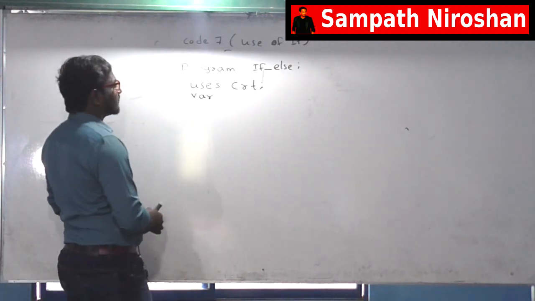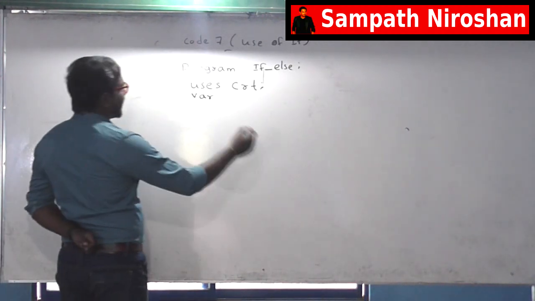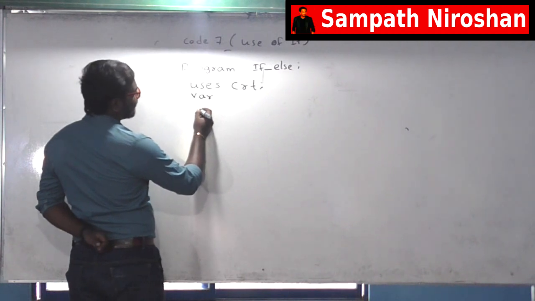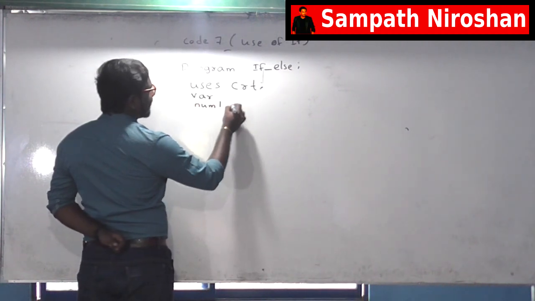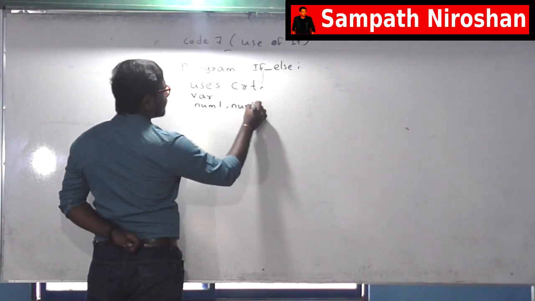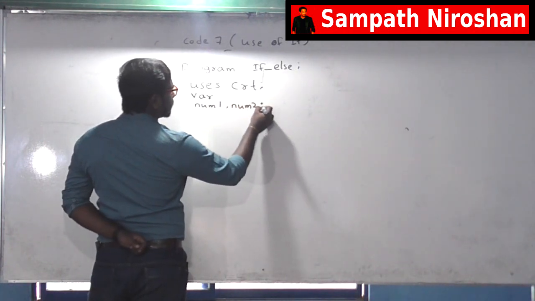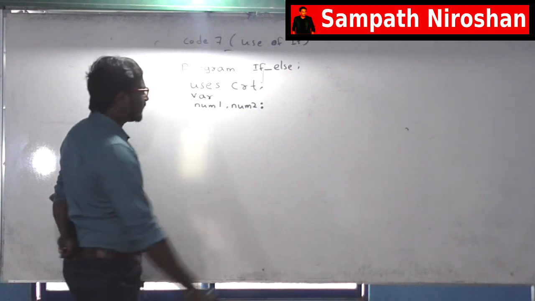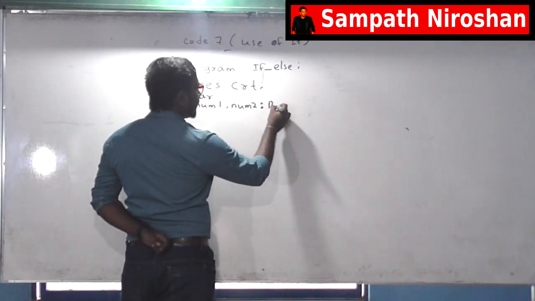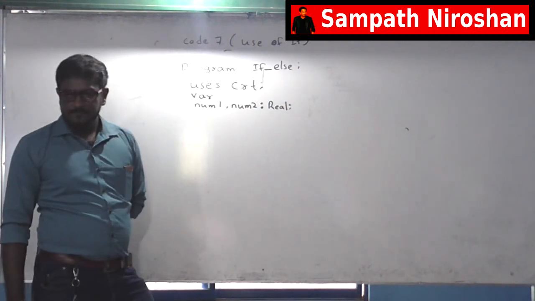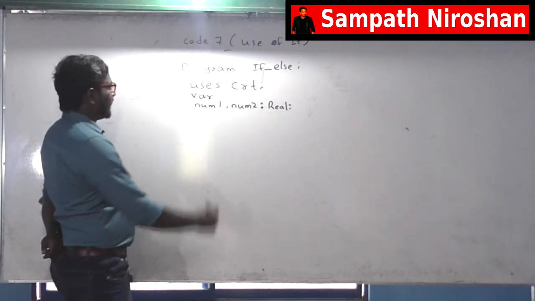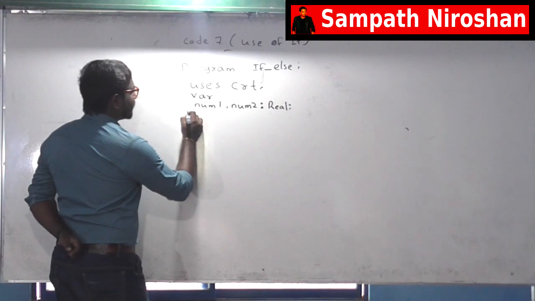Okay, so I'm going to use the real data format, and I'm going to give names to these variables like num1 and num2, colon to separate, and I'm going to give the data type real. End of the code. Perfect. Next thing is advancing to the program.